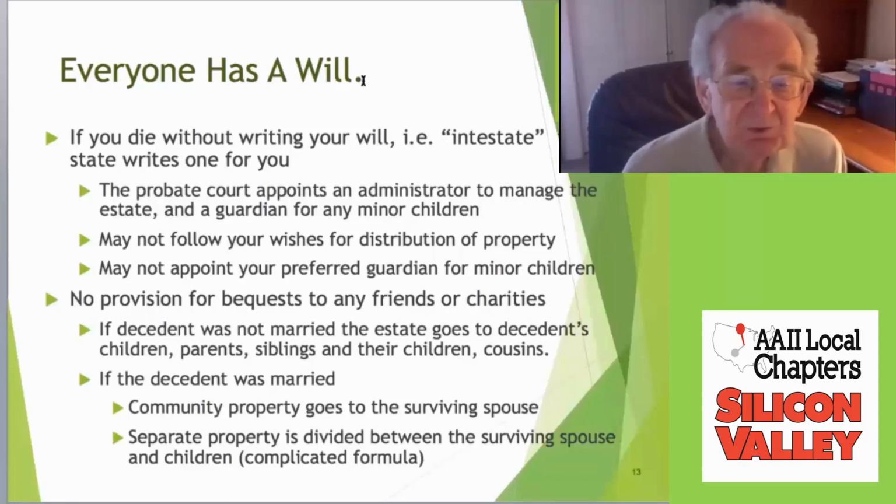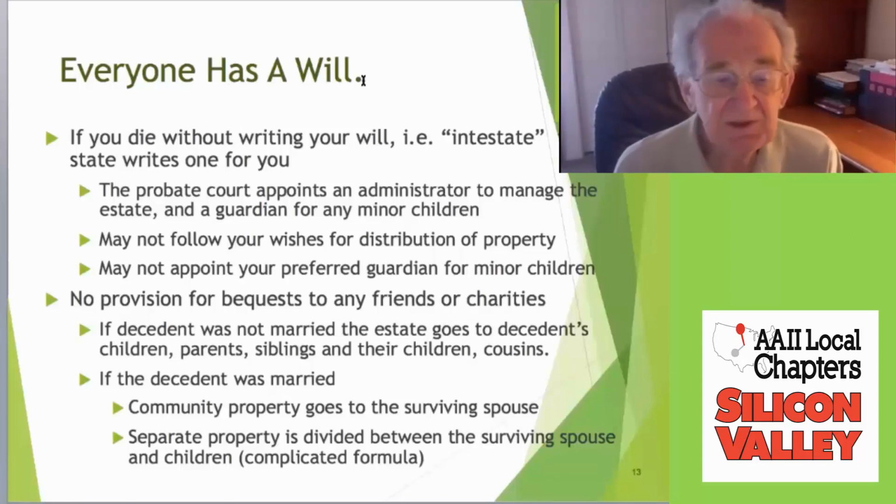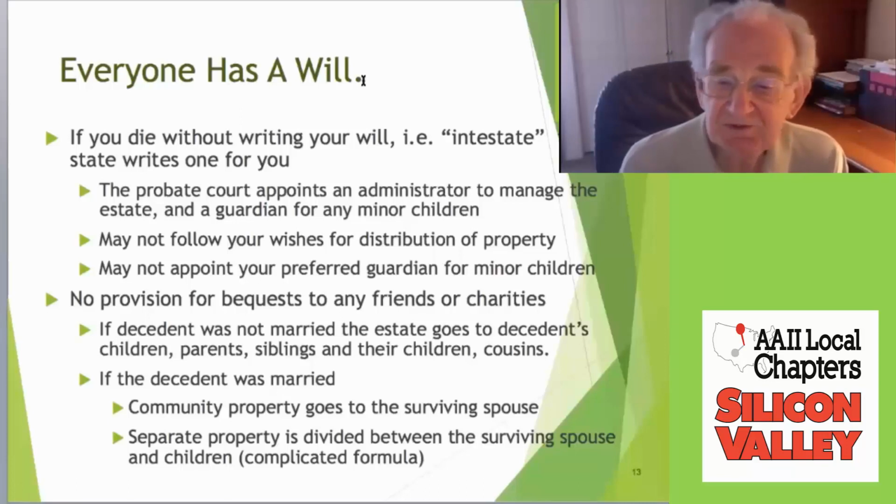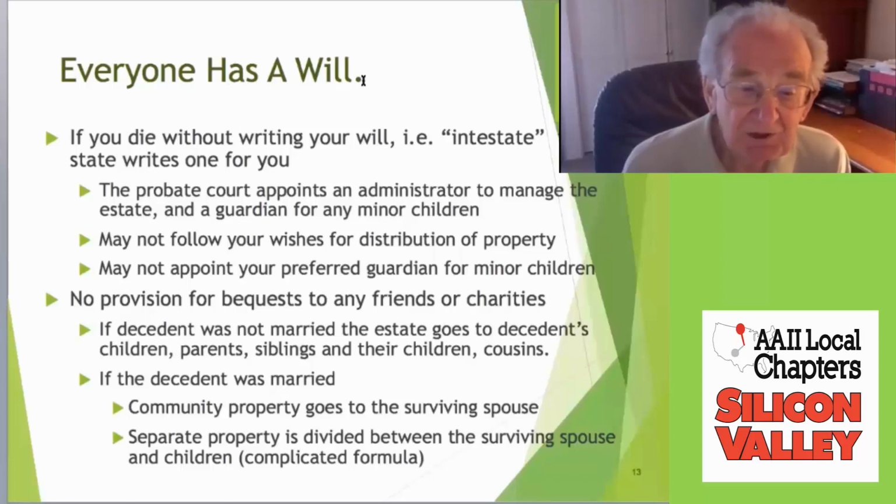If the decedent was married, then the community property goes to the surviving spouse. The separate property is divided between the surviving spouse and children. I'm not sure about other states, but in California, that can get to be a fairly complicated, cumbersome formula, and it's way beyond the scope of what we're talking about here.